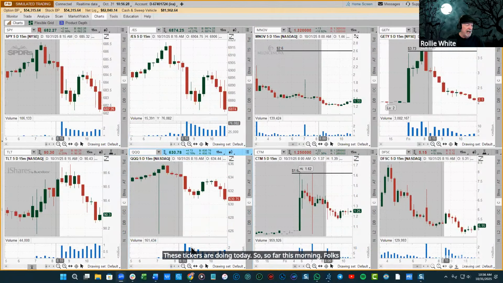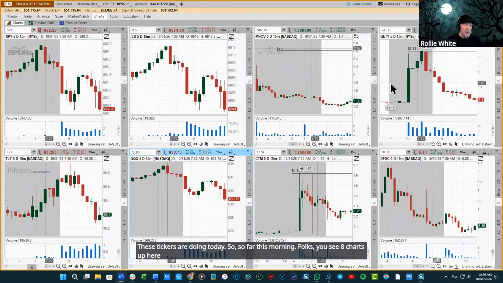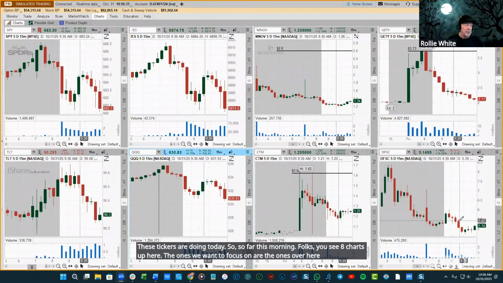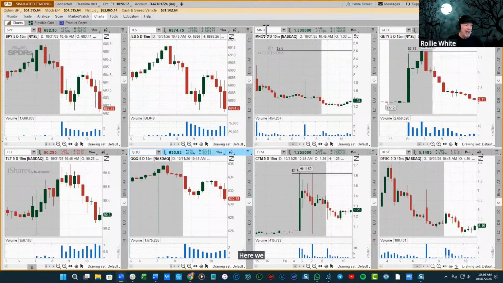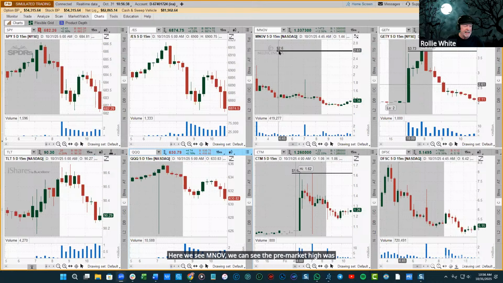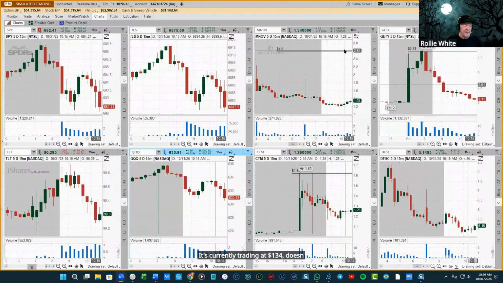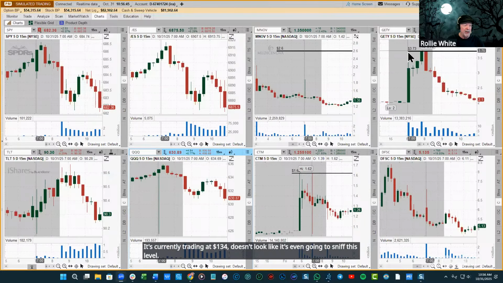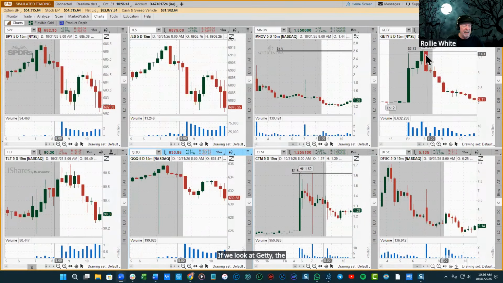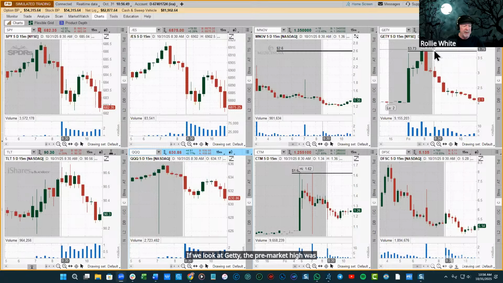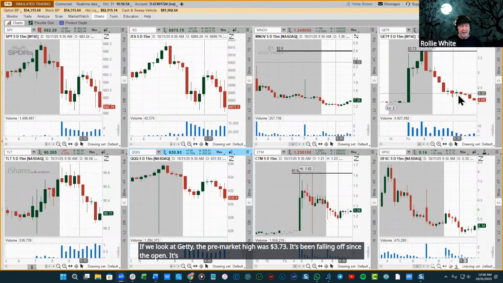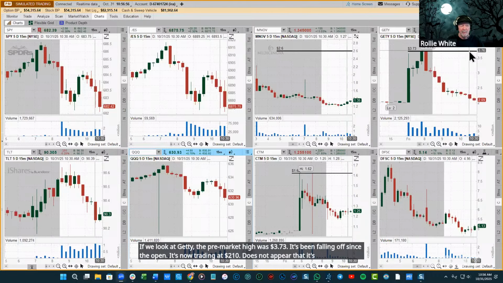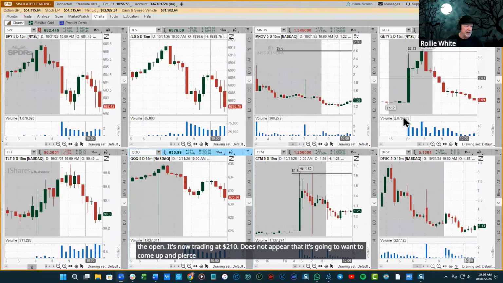Folks, you see 8 charts up here. The ones we want to focus on are the ones over here to the right. Here we see MNOV. We can see the pre-market high was $2.60. It's currently trading at 1.34. It doesn't look like it's even going to sniff this level. If we look at Getty, the pre-market high was $3.73. It's been falling off since the open. It's now trading at 2.10. Does not appear that it's going to want to come up and pierce and move higher than this level.